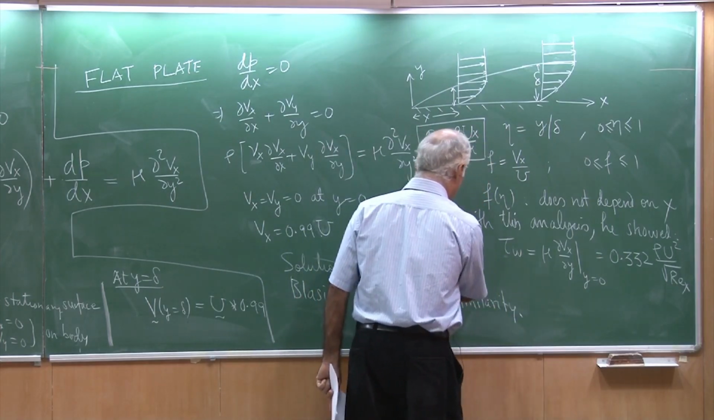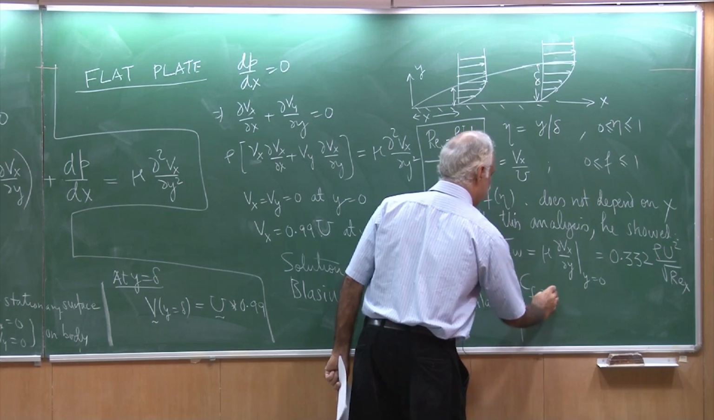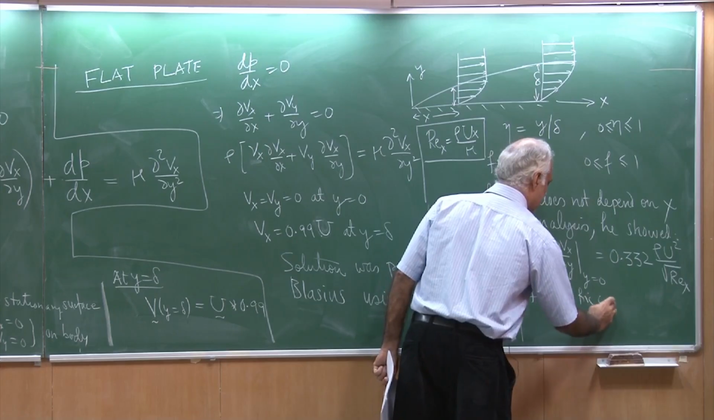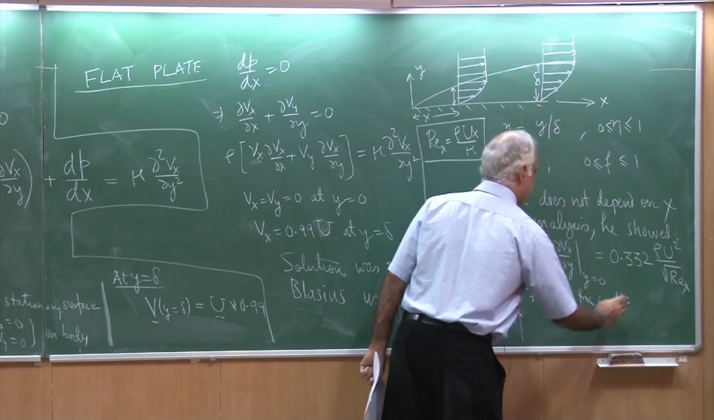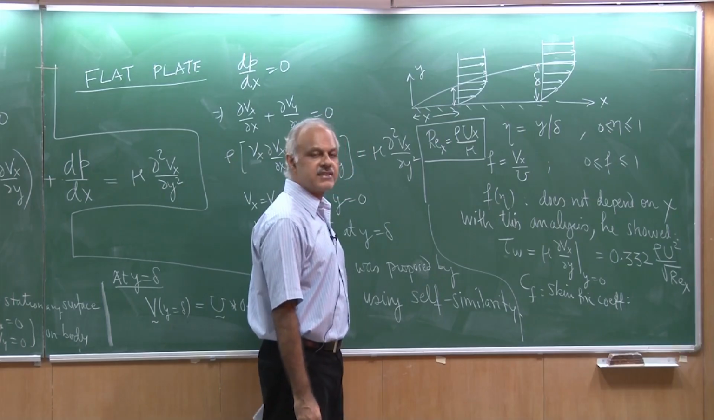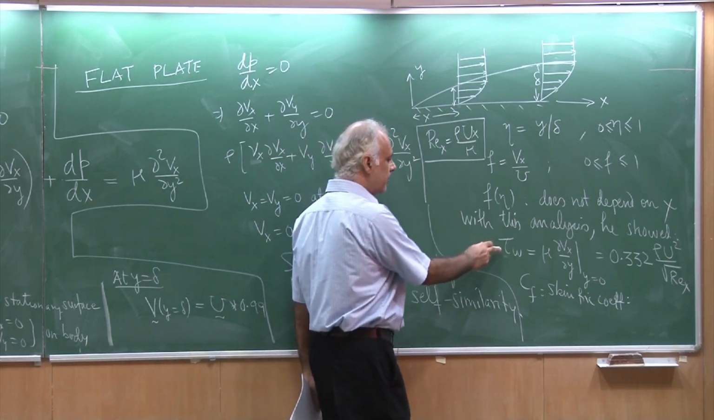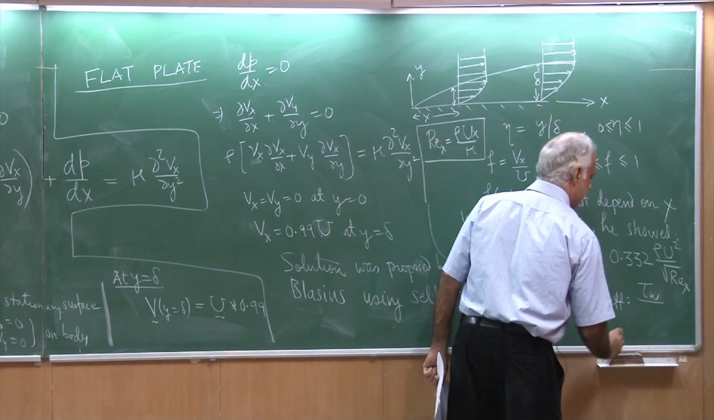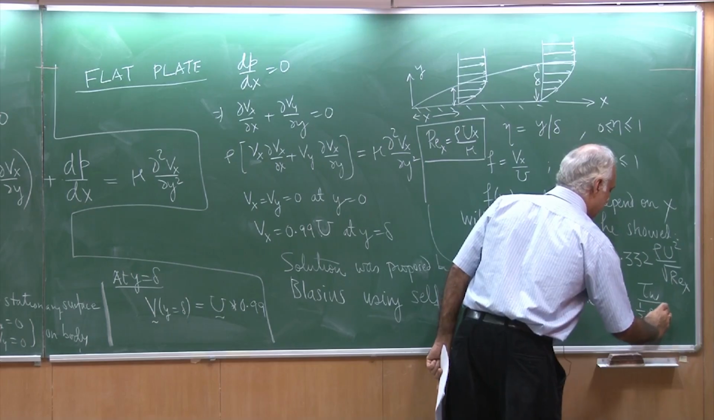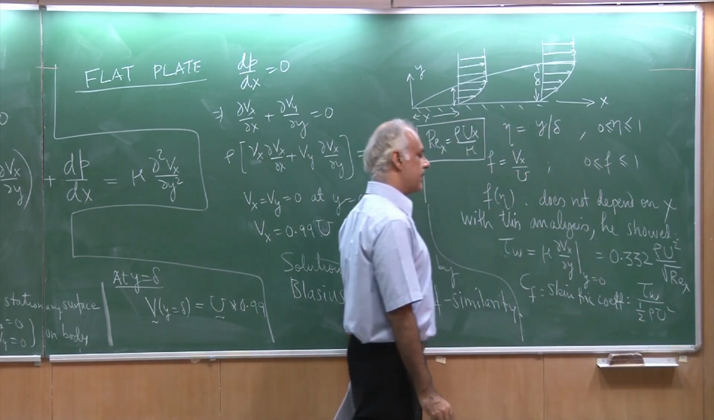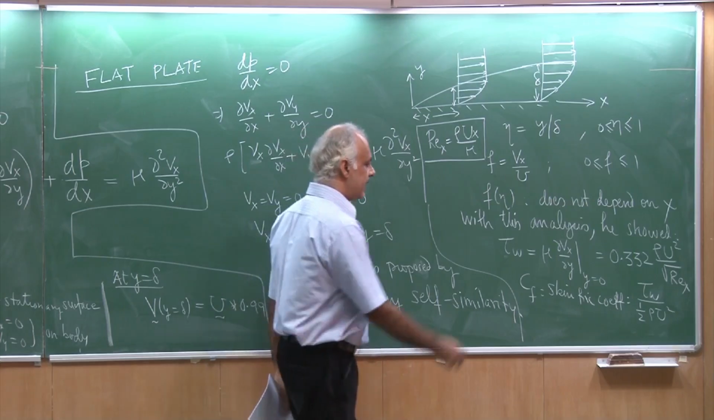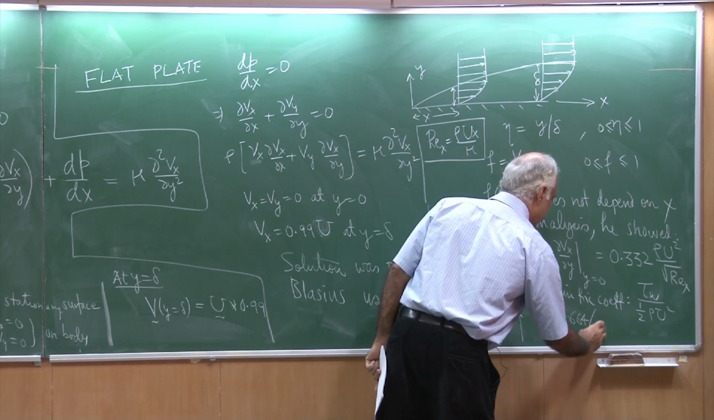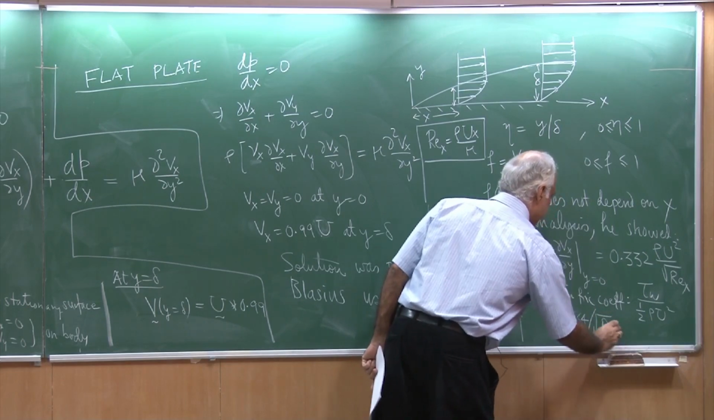From this, he was able to come up with Cf, which is the skin friction coefficient. And you all know by now what is the skin friction coefficient. It is the non-dimensional tau wall. So tau wall is non-dimensionalized with half rho u square, the dynamic pressure. And this we can work out would be 0.664 divided by square root of Re.